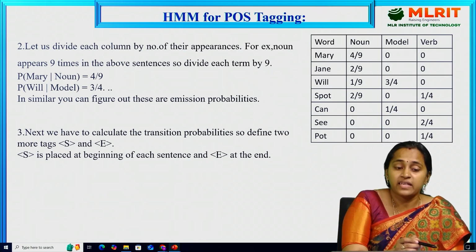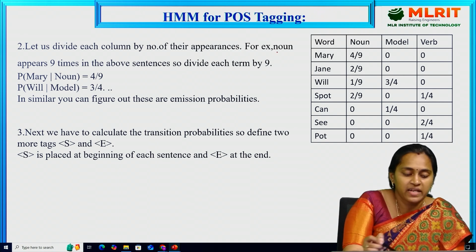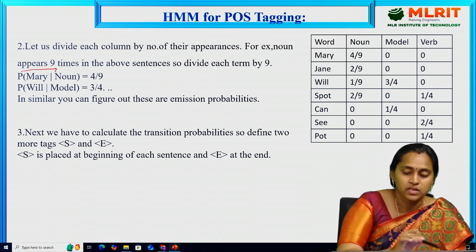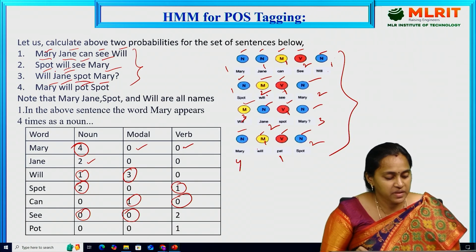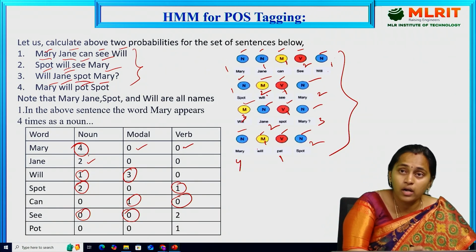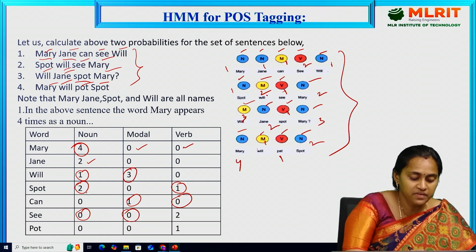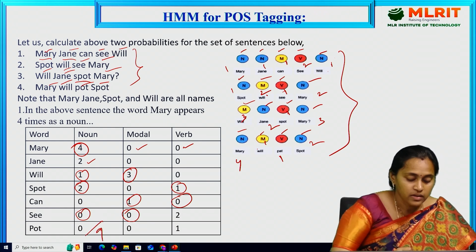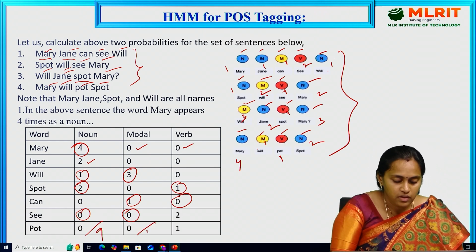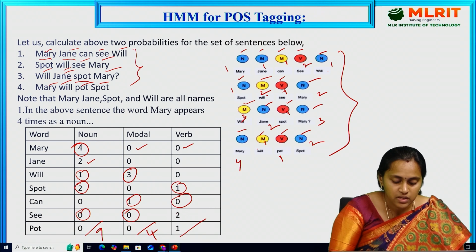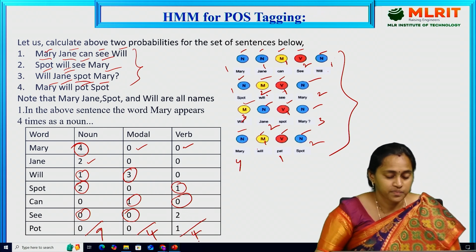Let us divide each column by the number of appearances. For example, noun appears 9 times. How is it 9 times? Here we add all the nouns: 4 plus 2 is 6, 6 plus 1 is 7, 7 plus 2 is 9. So here it is 9. For verbs, add them: 3 plus 1 is 4.